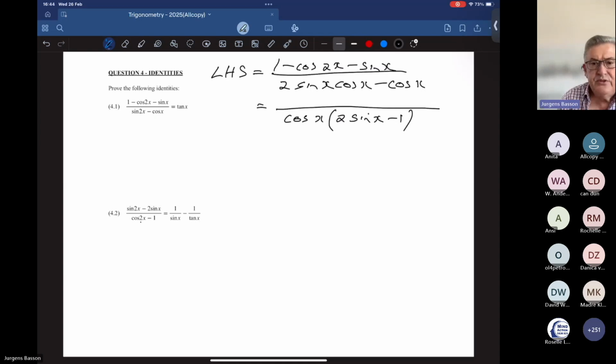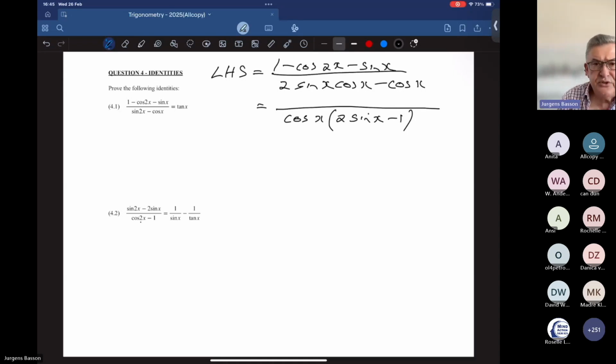I don't want this 2 sine x minus 1. I must get rid of this. But I want the sine at the top. So I want the sine at the top to give me the tan, and I want this one at the top so they can cancel. I hope you agree with me.